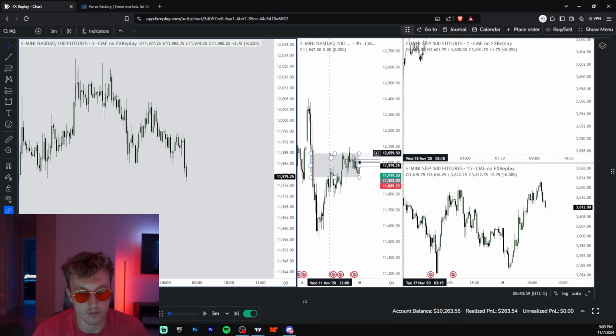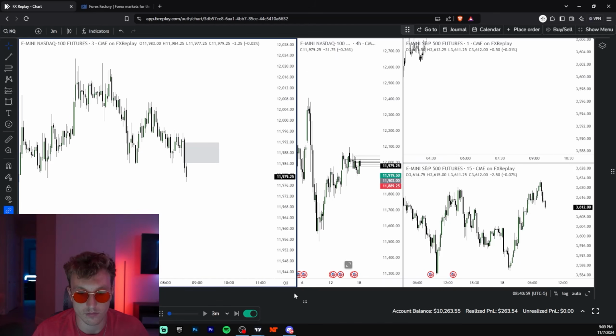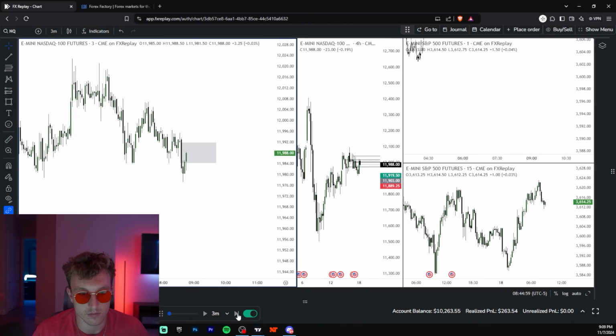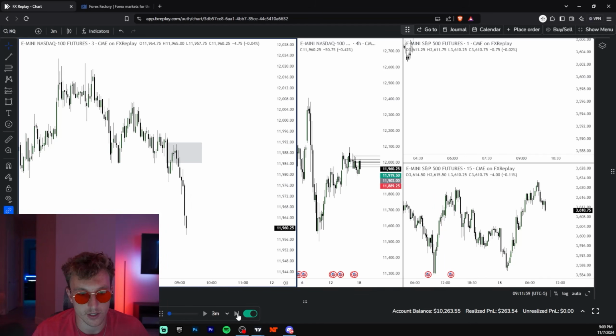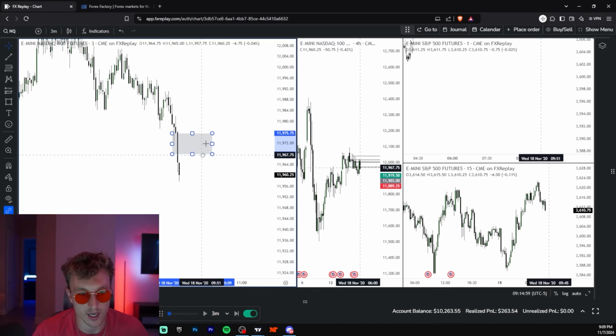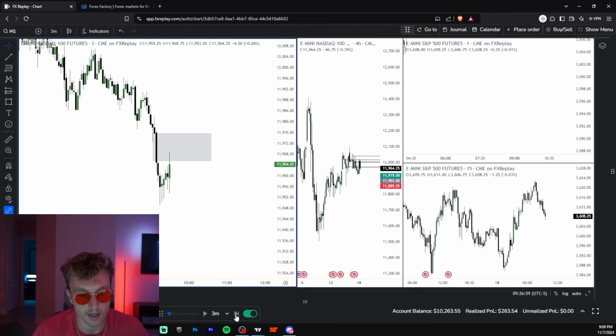This doesn't look terrible. That's not going to give us the entry. See, every single time this doesn't really give the entry because it's so hard in this 4-hour fair value gap, I think.